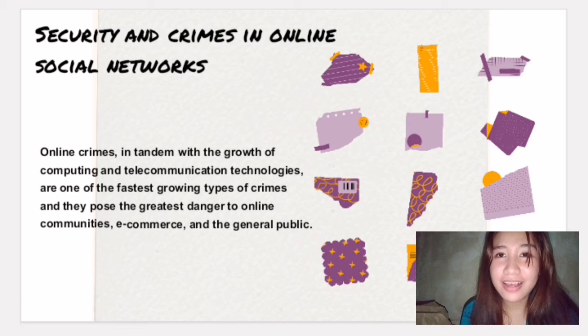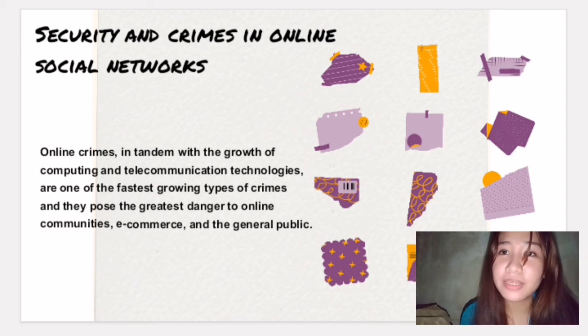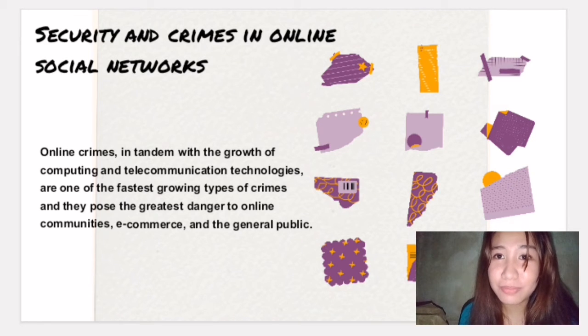So here we are. Security and crimes in online social networks. Online crimes, in tandem with the growth of computing and telecommunication technologies, are one of the fastest growing types of crimes, and they pose the greatest danger to online communities, e-commerce and the general public. An online crime is a crime like any other crime, except that in this case, the illegal act must involve either an internet-enabled electronic device or computing system, either as an object of a crime, an instrument used to commit a crime, or a repository of evidence related to a crime.